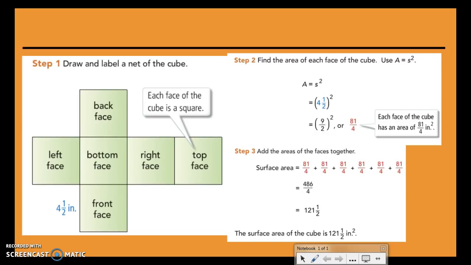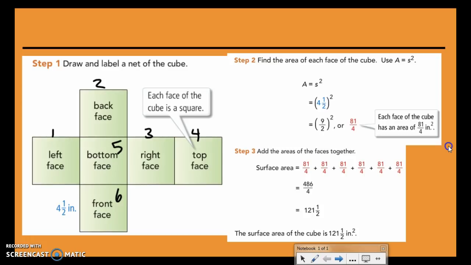Step 3, add all the areas of the faces together. So, as you can see, there are 6 faces. In case you're not sure what we're talking about, we have 1, 2, 3, 4, 5, and 6. 6 faces. So we're going to do 81 over 4 plus 81 over 4, adding it together 6 times, or you can just do 81 over 4 times 6, which gives us 486 over 4.